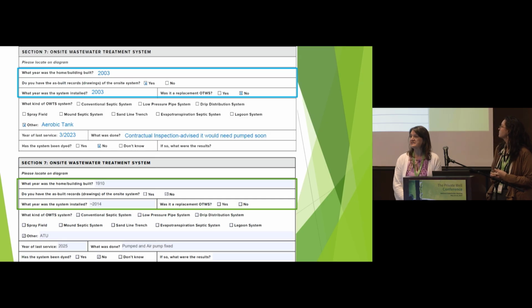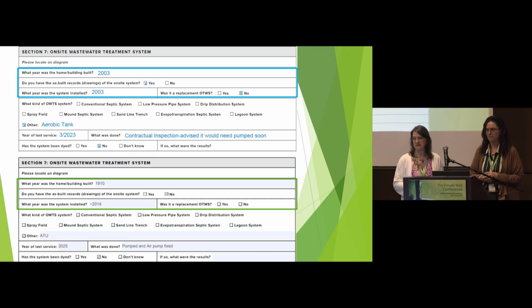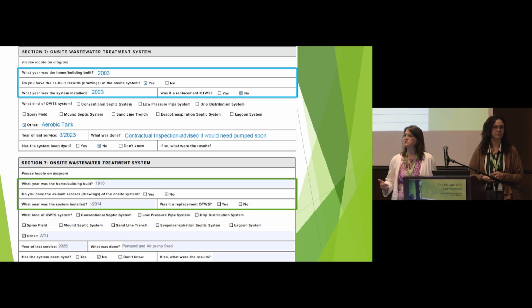So then we move on to section 7, and this goes over the actual system itself. With the system A, it was a new build, so the house was built in 2003, so this was the original septic system that went with it. So we know when the house was built, we know when the system was put in, and so we had all that information at hand.